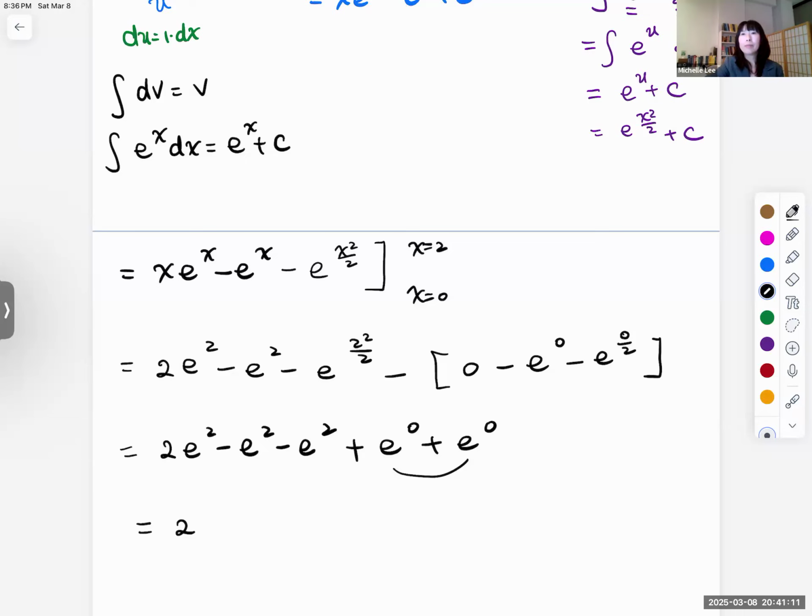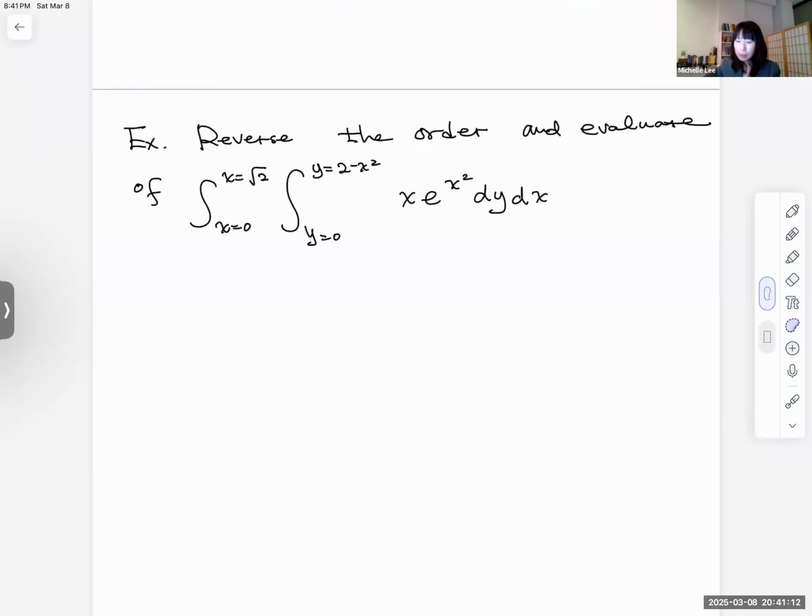All right. Okay, so we have this question. This will be the last question for this section. So reverse the order and evaluate over this. Okay, so this order has us integrate with respect to y first, then with respect to x later, right? Okay, we have to change everything.